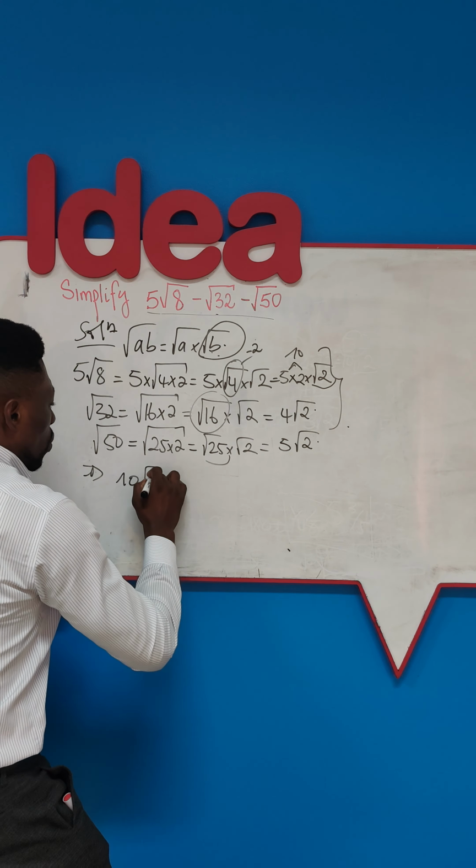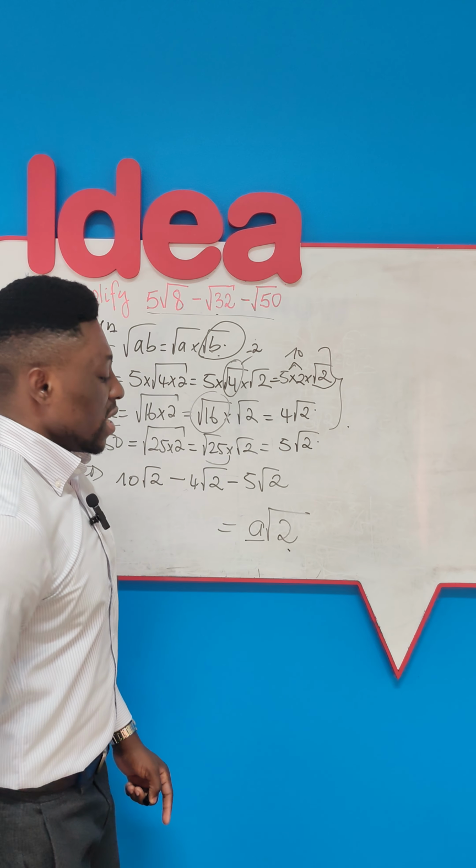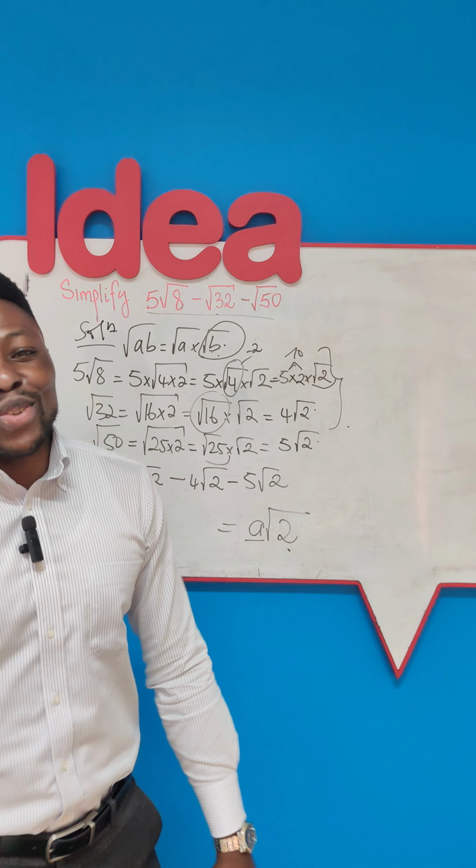Now, if you've understood this, I want you to give us the final answer in the form A root 2, where A here will be 10 minus 4 and then minus 5. Leave your answer in the comment section, because tomorrow will be better.